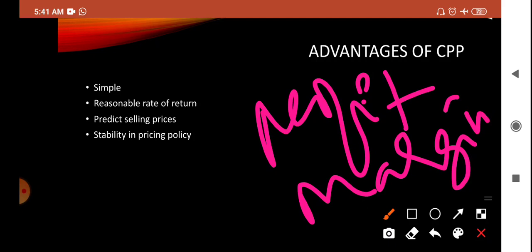But the profit margin, whatever percentage you have kept to earn the profit, cannot be changed without any decisions, right? So stability in the pricing policy will be there, and there will be a justification for our customers. So advantages are, this is simple, a reasonable rate of return can be earned, and we can predict the selling prices of our competitors, and a stable pricing policy which is beneficial, which is justified to our customers.